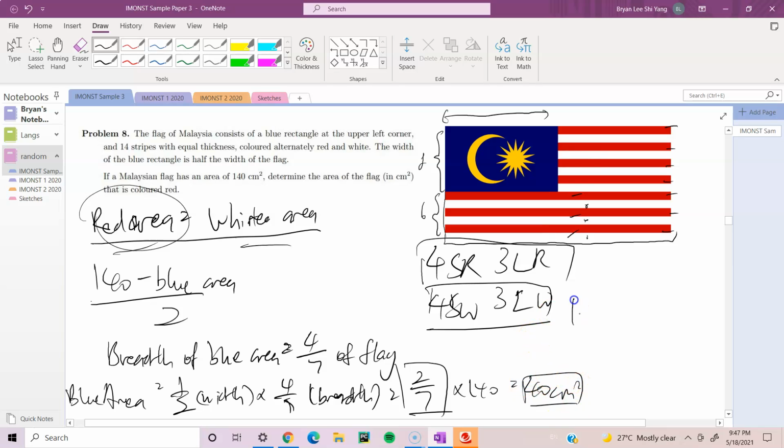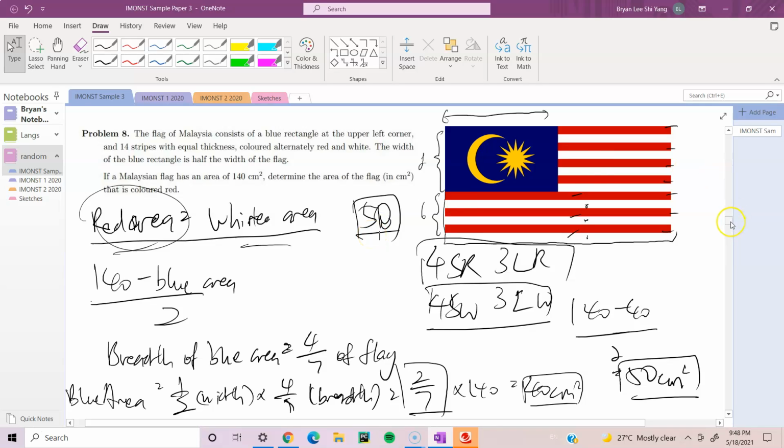And then 140 minus 40 cm squared, and then we divide by 2, we would get 50 cm squared, which is our red area. So the question asks to determine the area of the flag in cm squared that's color red. So you just answer 50. You don't need to add in the cm squared, okay? Yeah, so this is how we solve question 8.